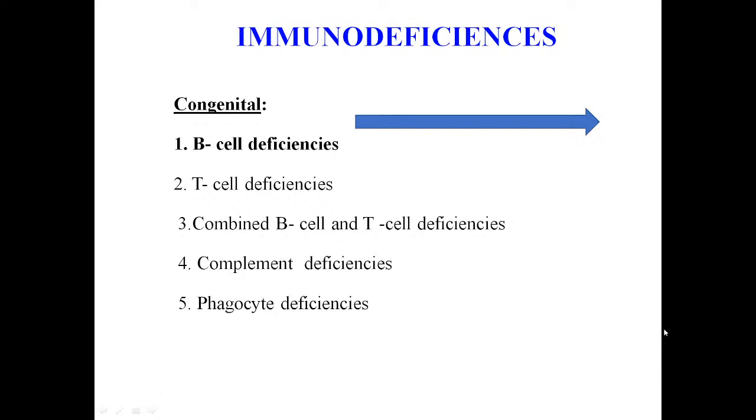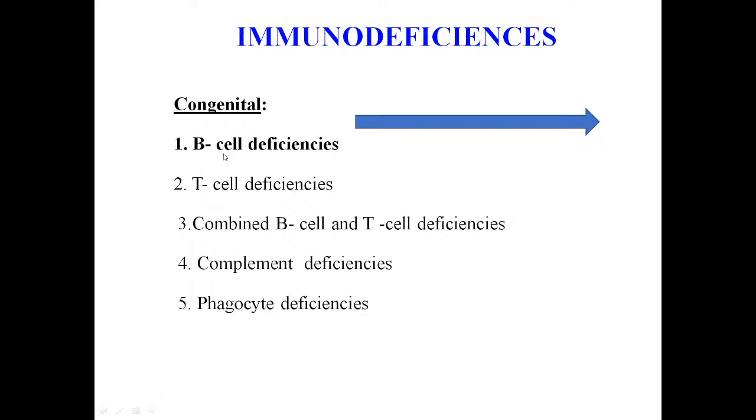Congenital immune deficiency includes B cell deficiency, humoral deficiency, in other words, T cell deficiency, cell-mediated, then combined B cell and T cell deficiency that includes deficiency in both systems, complement deficiency, and the last one is phagocyte deficiency. So once more, look at these mechanisms.